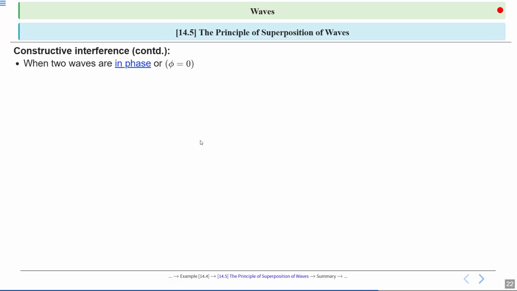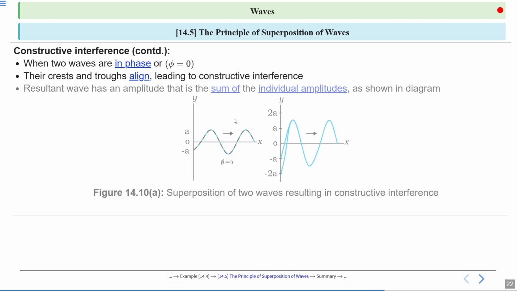Now, when two waves are in the same phase, or phi equal to 0, their crests and troughs align, leading to constructive interference. In other words, the combined effect is stronger than either wave alone. So, as a result of this perfect alignment, the amplitude of the resulting wave is simply the sum of amplitudes of the individual waves. The important term here is sum of amplitudes of the individual waves.